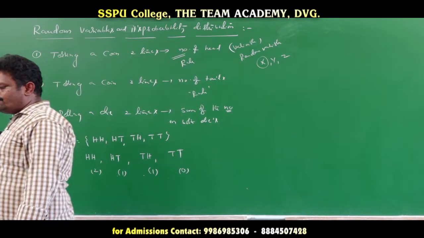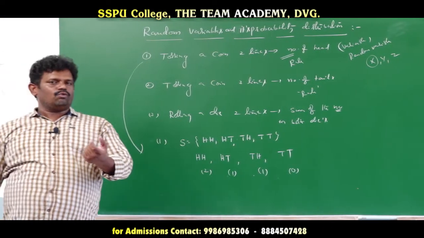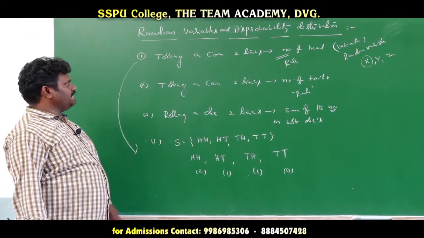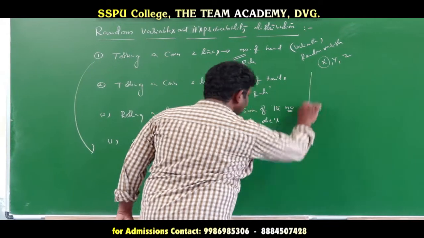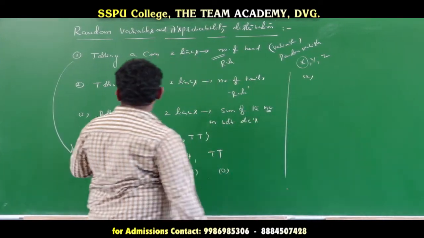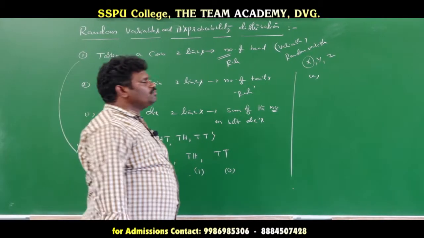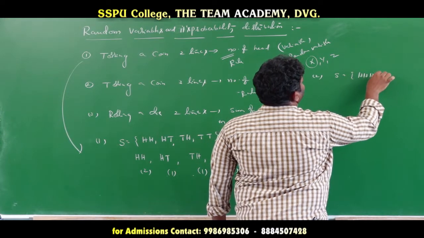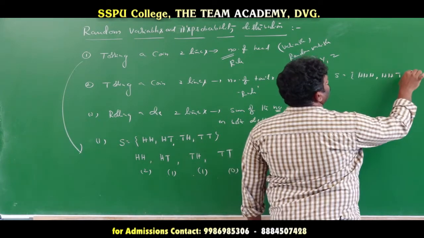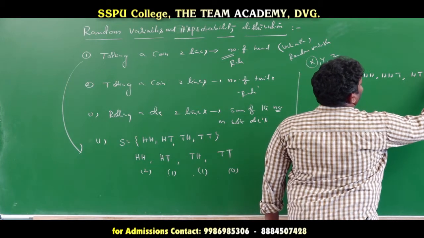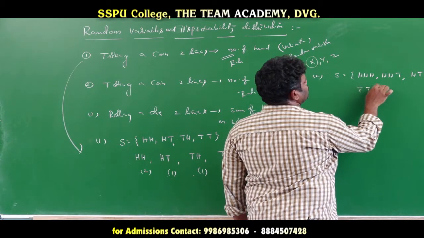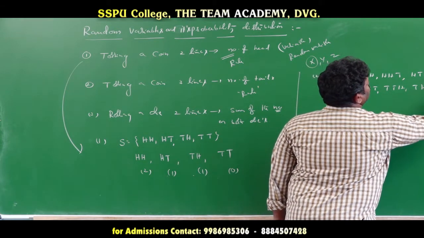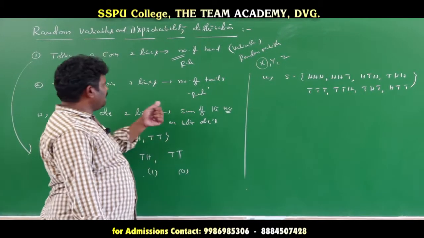To define a random variable, first we need one random experiment. Suppose we consider a second random experiment: tossing a coin 3 times. Now the sample space S is the set of HHH, HHT, HTH, THH, and then TTT, TTH, THT, HTT. This is the sample space for the given random experiment.